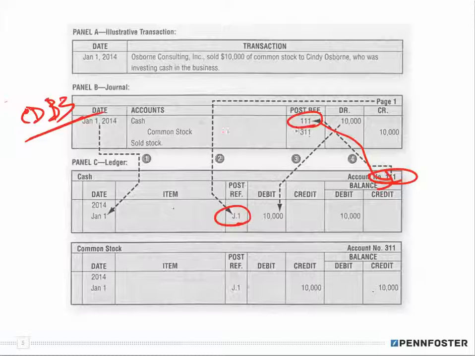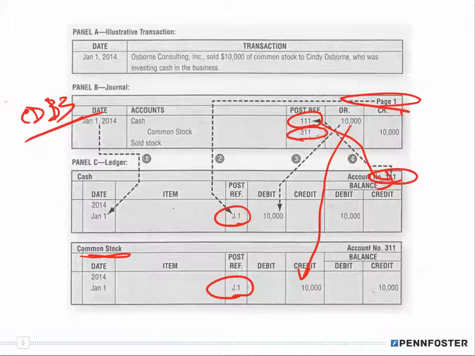Then when I do the common stock, I'm going to write it down into the credit column of the common stock account. And as soon as I do that, where did it come from? It came from journal, page 1. And as a final thing, I come back up to the journal and I'm posting that into the account 311.